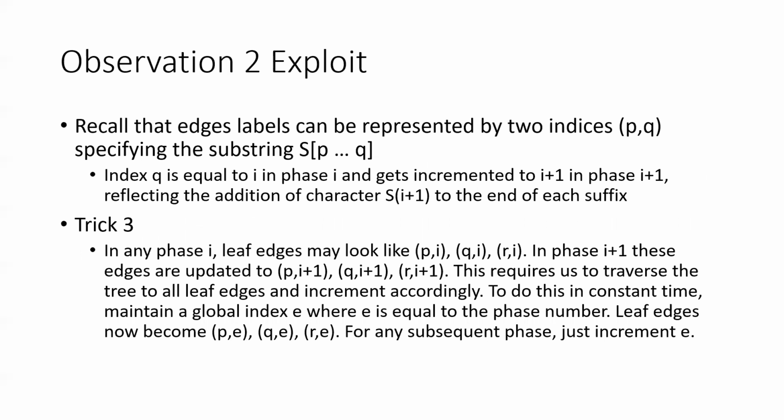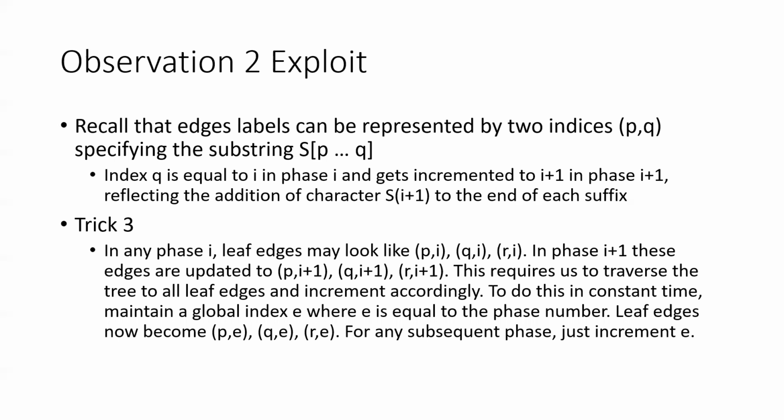Remembering that we're doing edge label compression now, we can represent these edge labels as two indices p and q, which specify the substring S[p..q], right? So index q is equal to i in phase i, and then gets incremented to i+1 in phase i+1, reflecting the addition of that i+1 character to the end of each suffix.